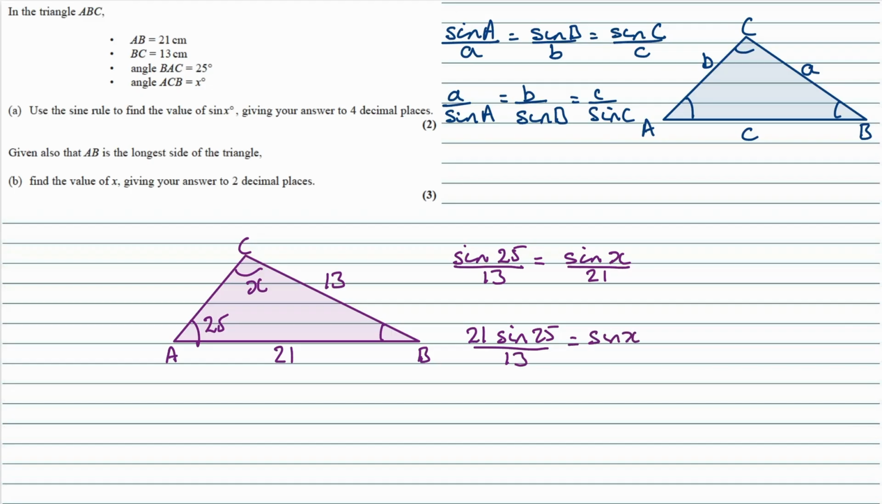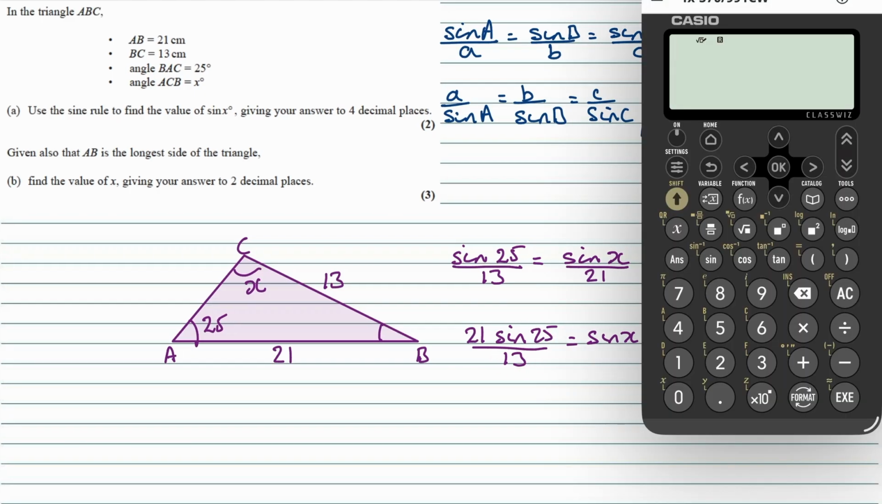X. I'll show you how to work this out on a calculator. So the first thing we need to do is to make sure we're in degrees. So I'll go to Settings, Calculator Settings, Angle Unit, and we'll choose degrees. We'll enter the fraction of 21 sine 25 degrees. I'll close that bracket, over 13. And to 4 decimal places, we can see the sine of X is 0.6827.